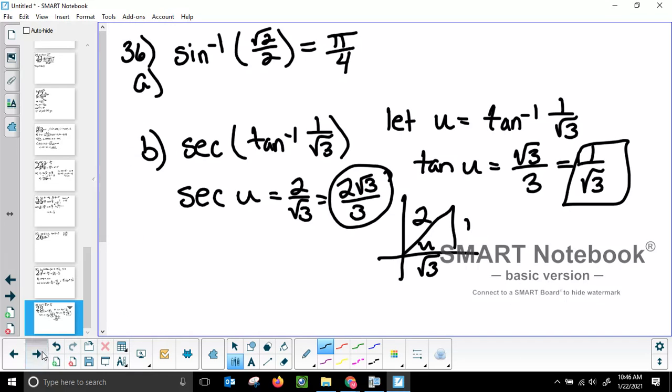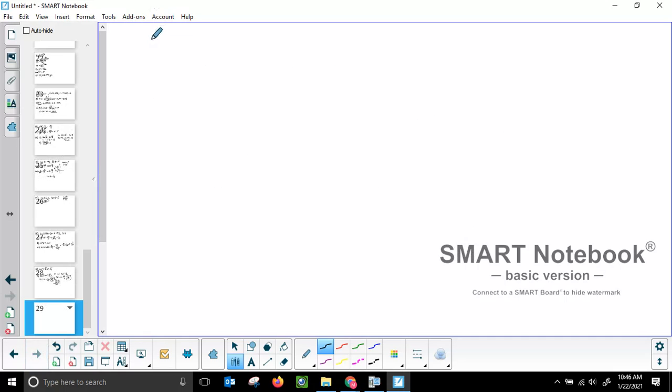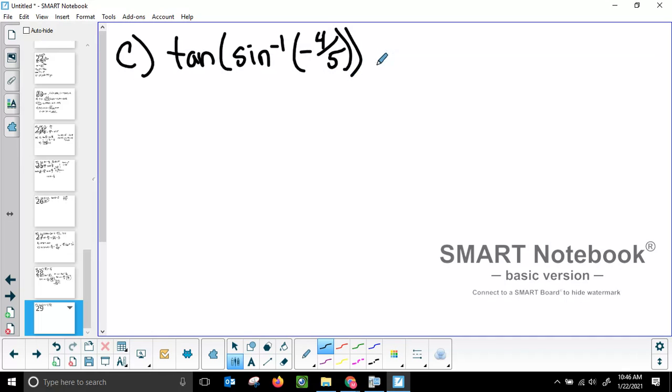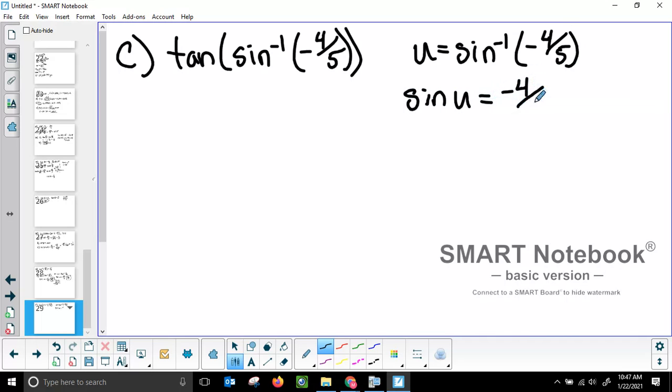All right, continuing on. Still on 36, but now on C. We have the tangent of the inverse sine of negative 4/5. So again, we let u equal the inside piece. So sine of u is equal to negative 4/5. Inverse sine is also the right half of the unit circle. Because our value is negative, we know we have to be in the fourth quadrant.